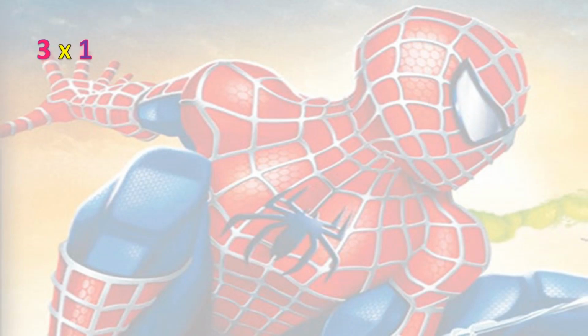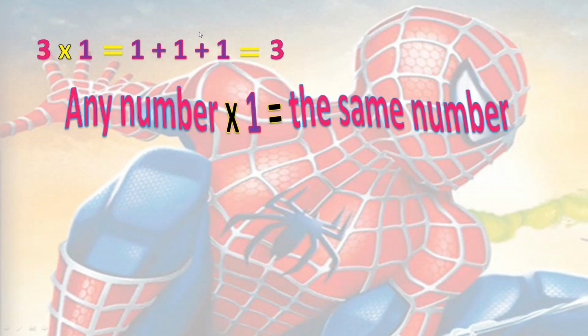What if I have 3 times 1? That means what? Can you form the repeated addition equation for this multiplication equation? 3 times 1 means I repeat the number 1 three times. Repeated addition. That means 1 plus 1 plus 1 equals 3. Super. I will tell you something. Actually, any number multiplied by 1 equals the same number, as if the number 1 is a mirror.